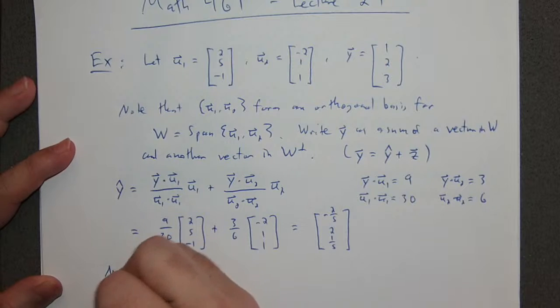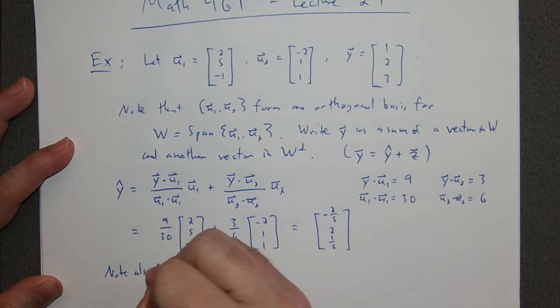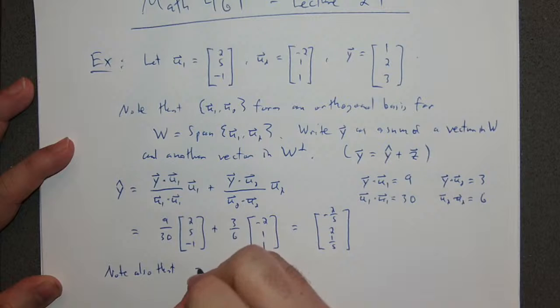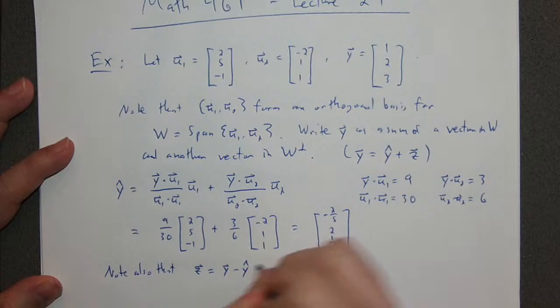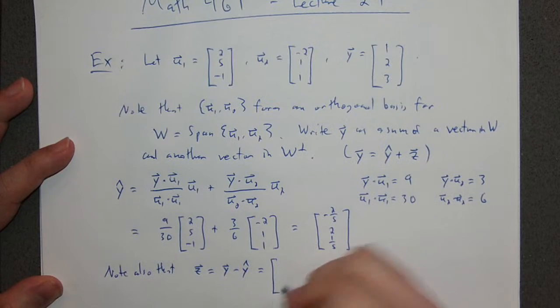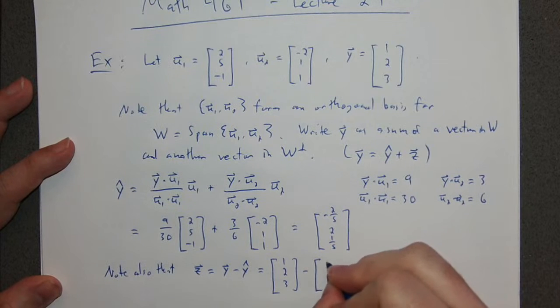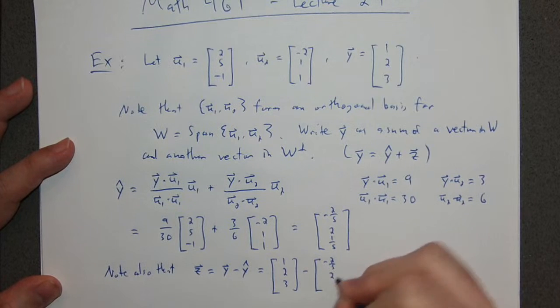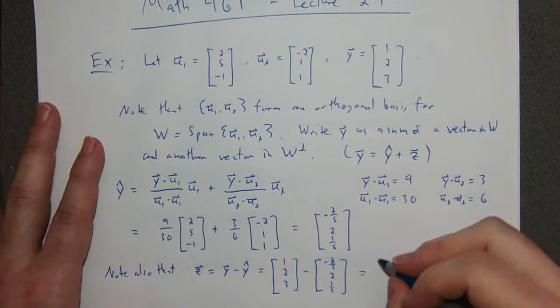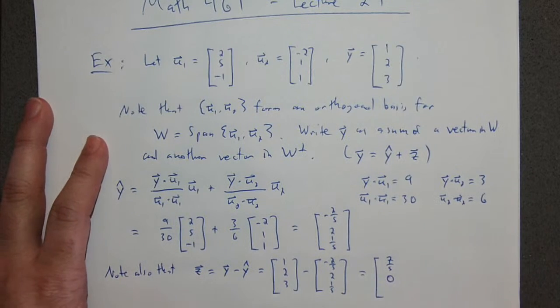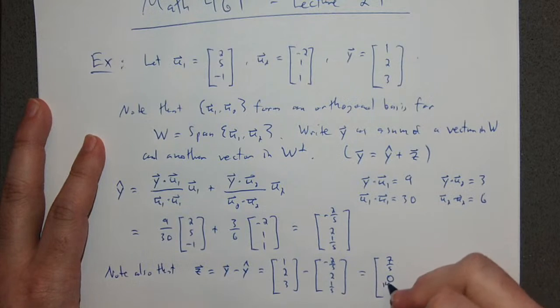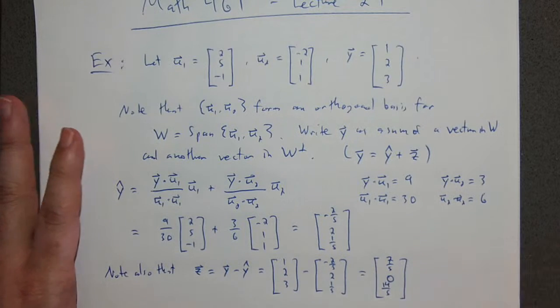Note also that y minus y hat, which is z, this is the vector y, which is 1, 2, 3, minus y hat, which is minus 2/5, 2, and 1/5. What is this? This is 7/5, 0, 14/5.